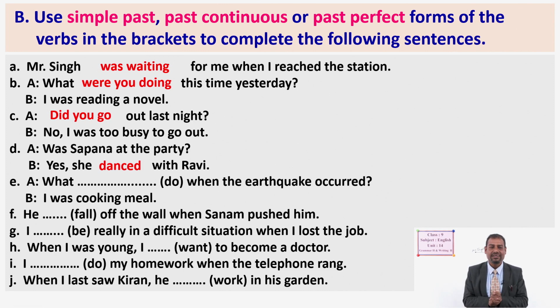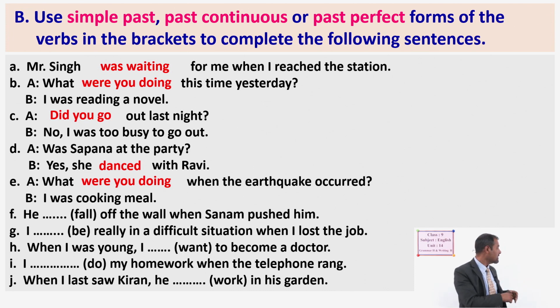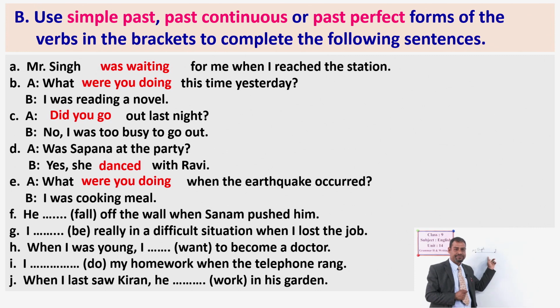So what is the correct form of the verb here? Do. So what is it? Tell me once again. All right, you are perfectly correct. What were you doing when the earthquake occurred? I was cooking meal. This answer can be like this: I was cooking meal when the earthquake occurred. So the cooking had already started, and while he was cooking, at the same time the earthquake happened there.